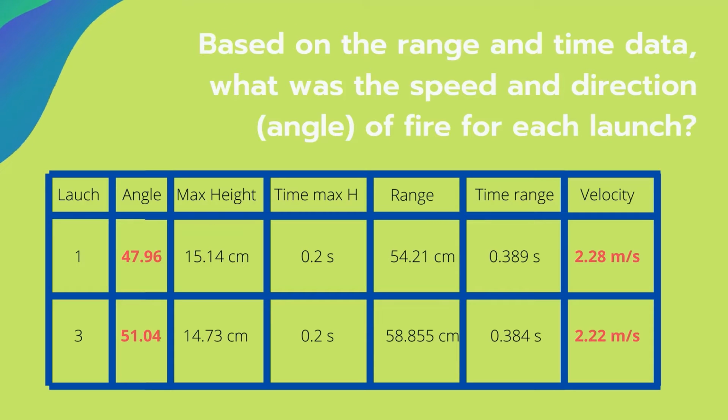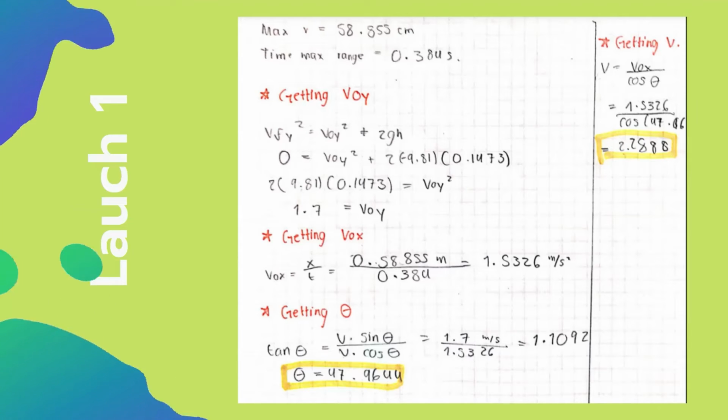Based on the range, the time, and the maximum height, I obtained angles that are really different from before. And now I have velocities that are really similar to each other.